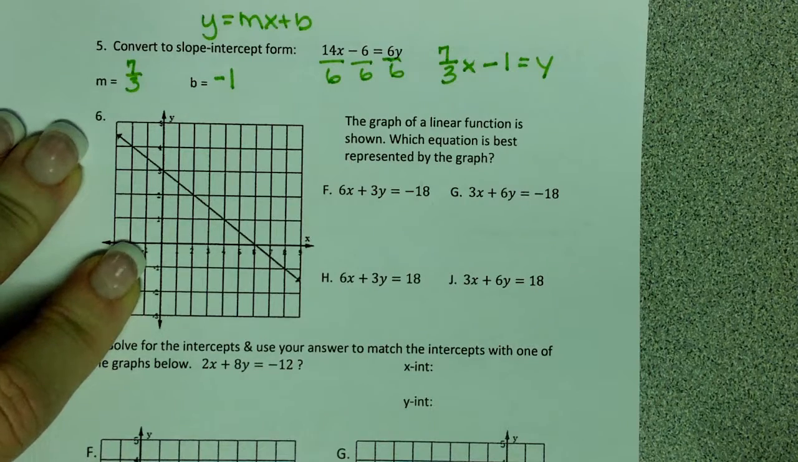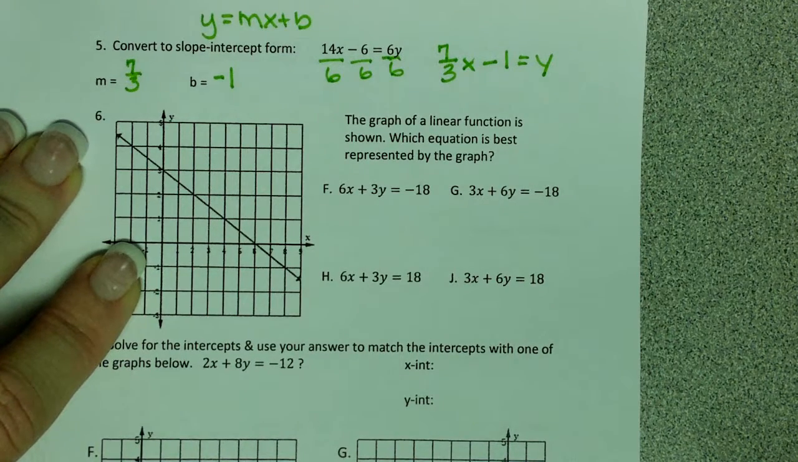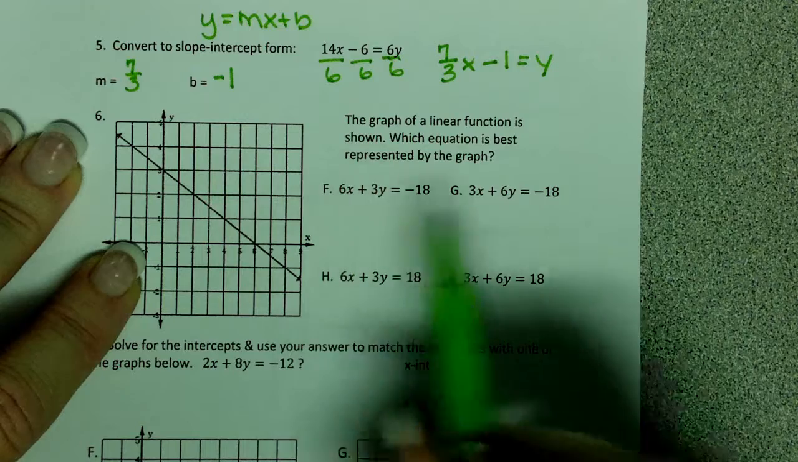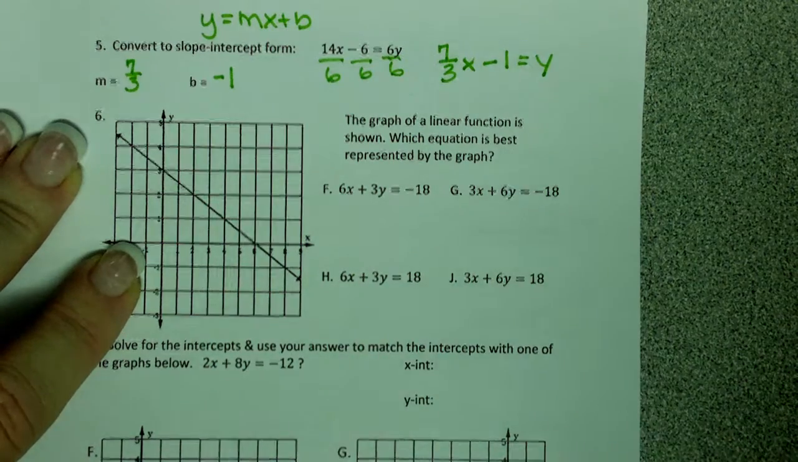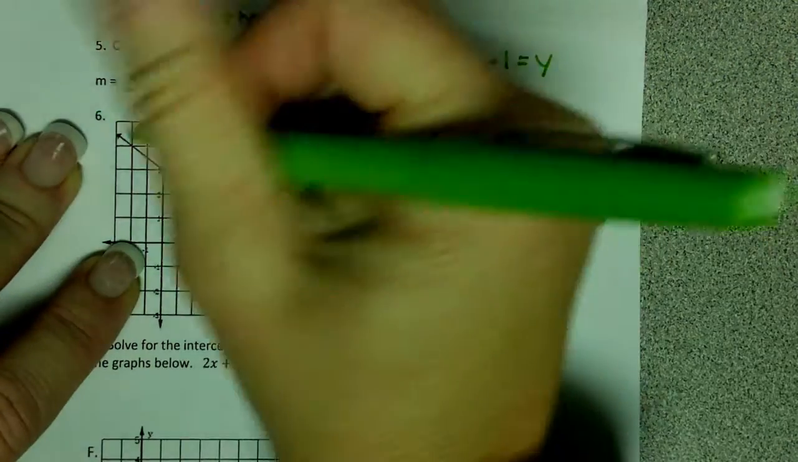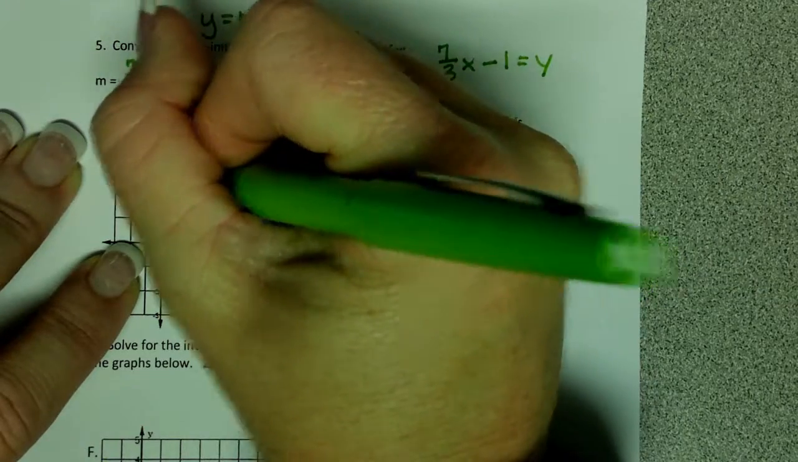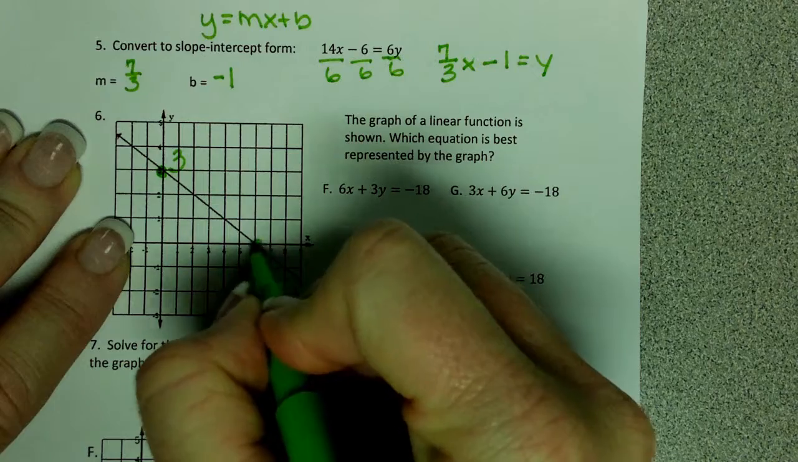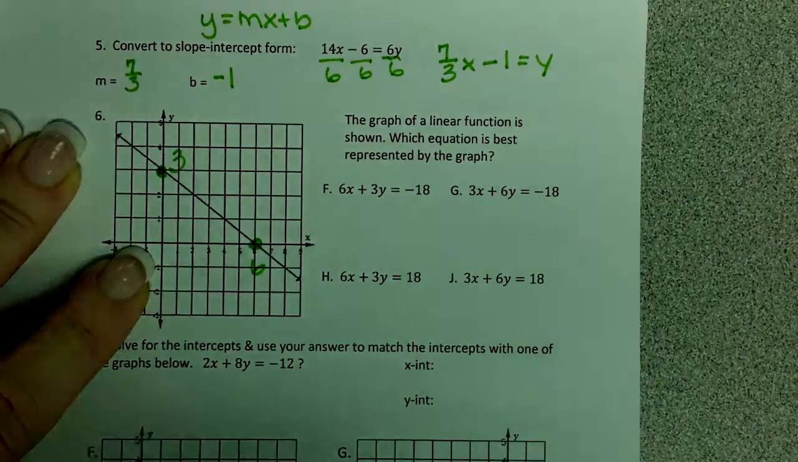Okay, number 6 says the graph of a linear function is shown. Which equation is best represented by the graph? Notice how all of these are in standard form, right? But what can we find from standard form? Our x and y intercepts. So I need to find the one that has a y-intercept of 3 and an x-intercept of 6.